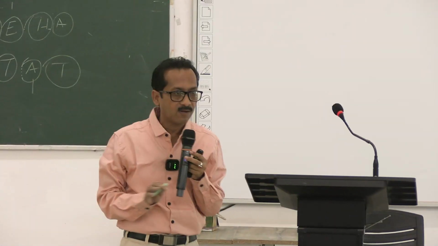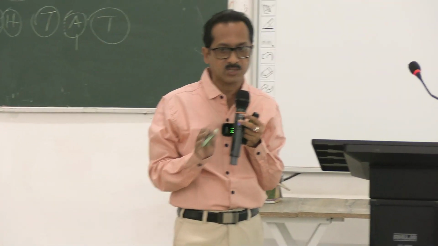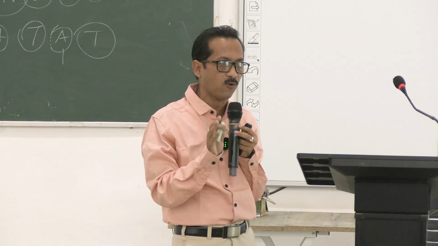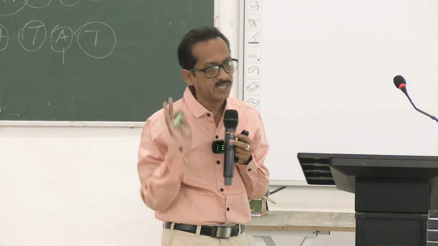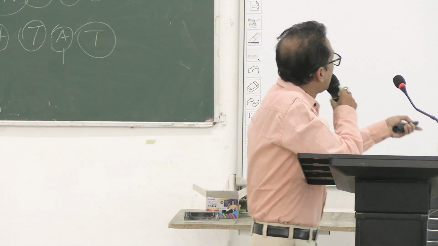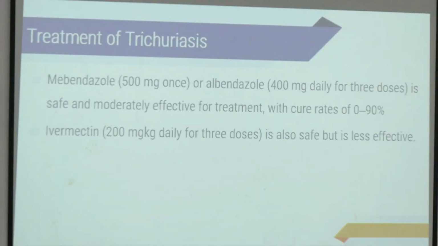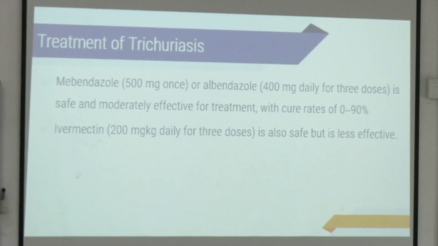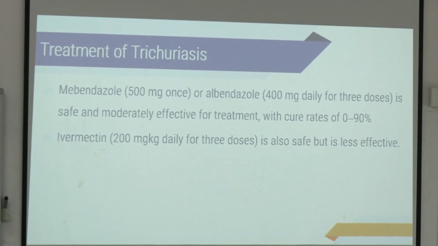These ova can be diagnosed by flotation methods also. Those that do not float cannot be diagnosed by the flotation concentration method. So this is Trichuris trichiura. Next, peripheral blood eosinophilia and increased IgA level. In most cases, albendazole or mebendazole is the drug of choice.